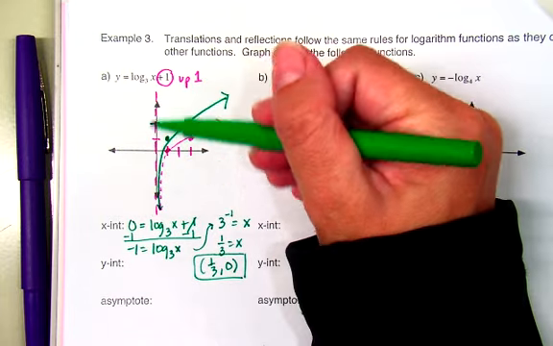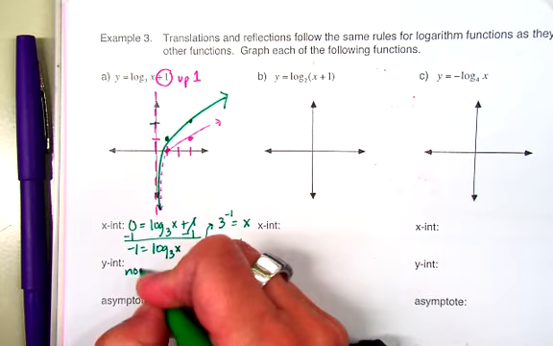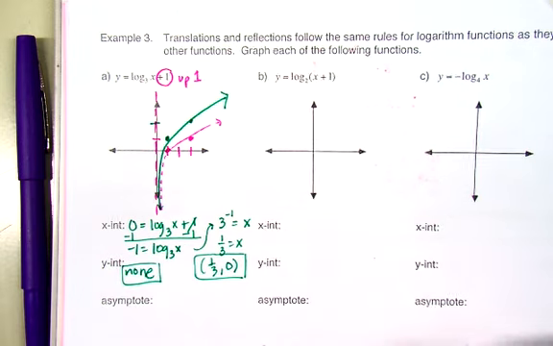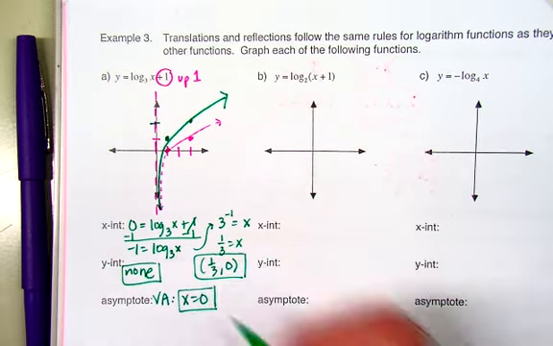Y-intercept: since we still have the vertical asymptote there, and we know we can never cross a vertical asymptote, there will be no y-intercept. The asymptote is still a vertical asymptote at x equals 0.